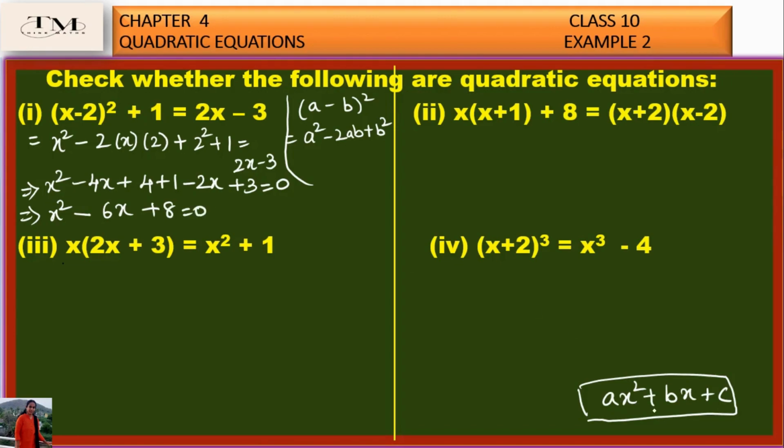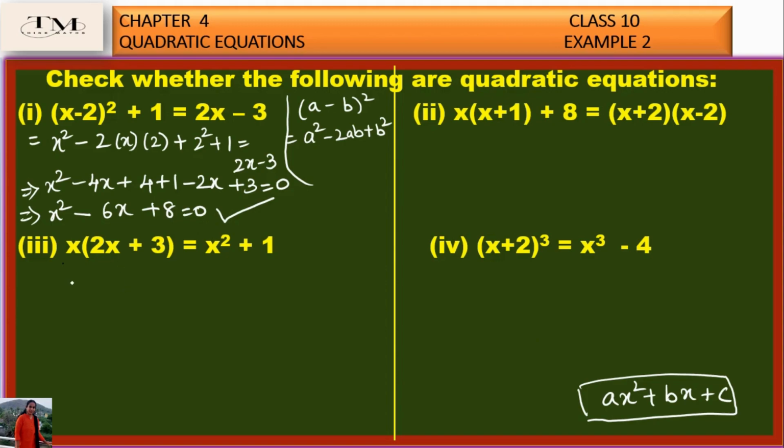So if we compare with this equation, here it is ax square. So it is 1x square plus bx, that is minus 6x, plus c, the constant, is 8. So the quadratic equation form is satisfied. So this is a quadratic equation.